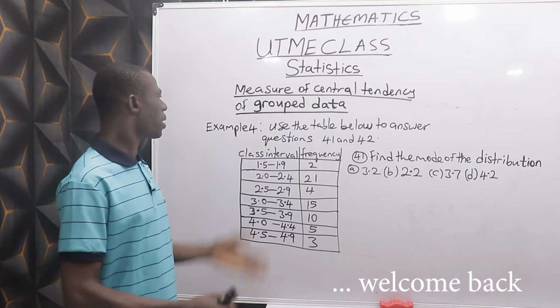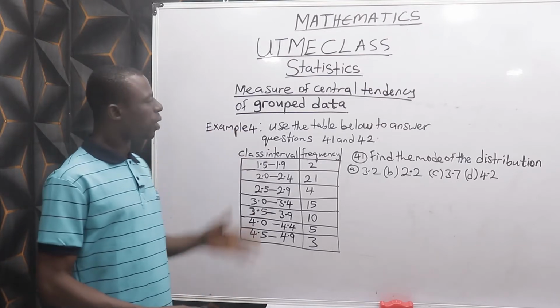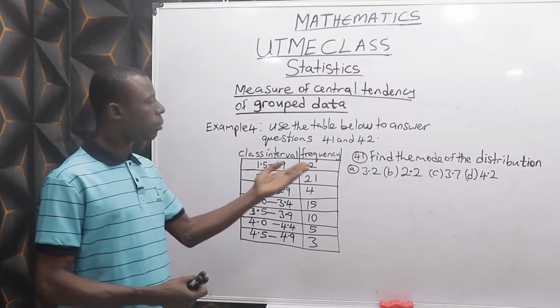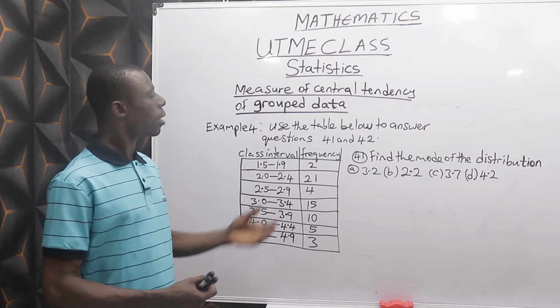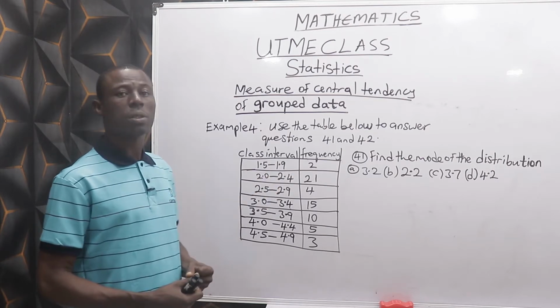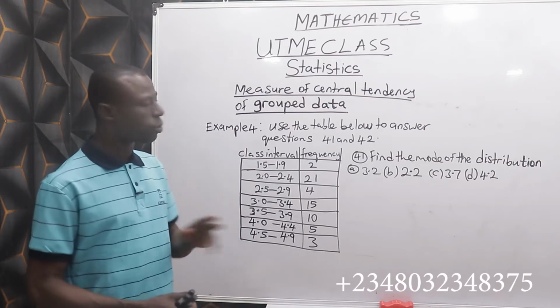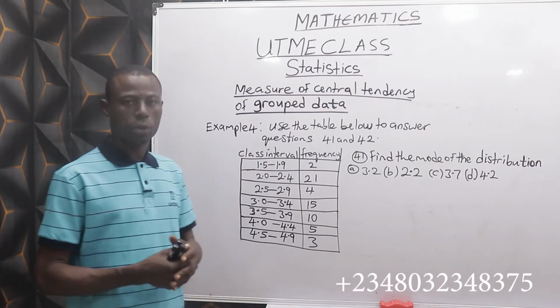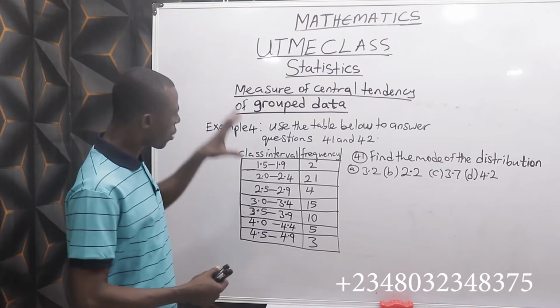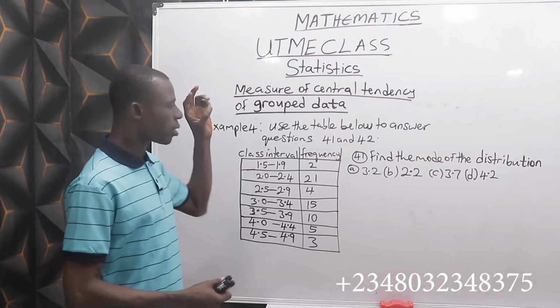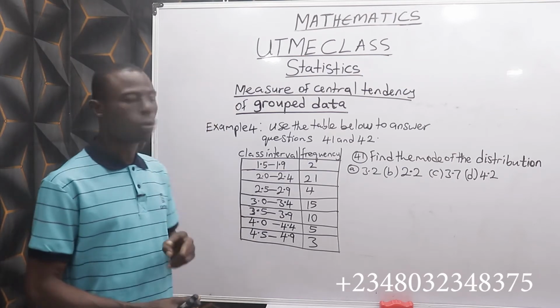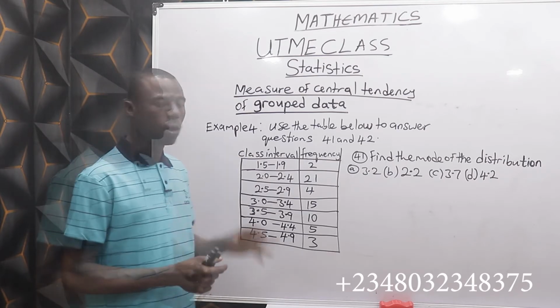Let's consider this example 4. But this example 4, in the past question where it is brought, it is to be used to answer 2 questions, question 41 and 42. So that means we are using the same table to answer question 41 and 42. We answer them one after the other.